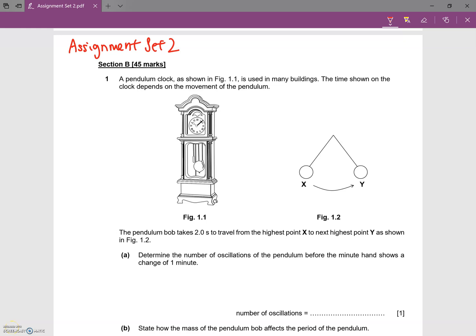Okay, now we're going to go through assignment set 2, section B, question 1. A pendulum clock, as shown in figure 1.1, is used in many buildings. The time shown in the clock depends on the movement of the pendulum. So this grandfather clock at the section over here actually has a pendulum movement like this.